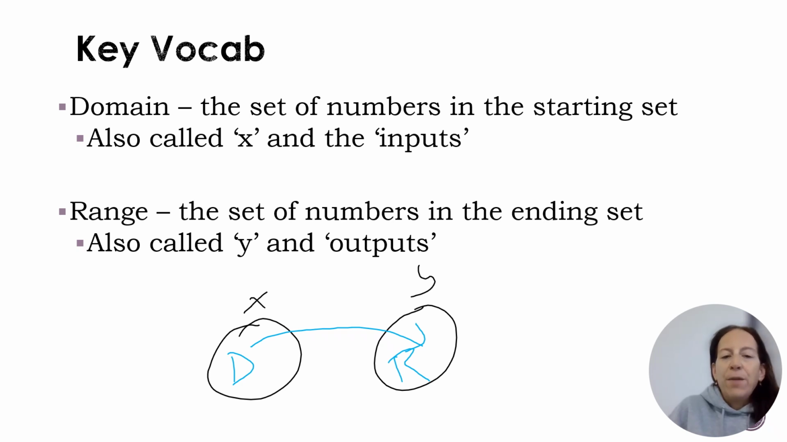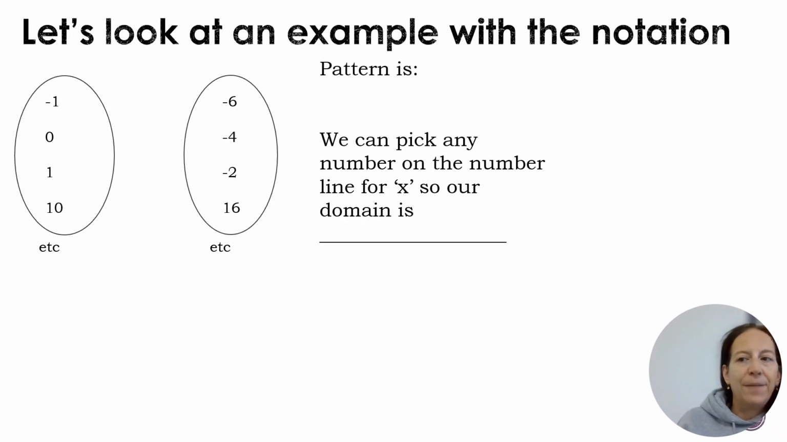But the inputs, it's like the number that you're starting with. What am I putting in? And the range is also known as your Y's or the outputs. Okay, and so you put something in and then you get something out. And so you have your domain and your range. So let's take a look at an example with the notation.